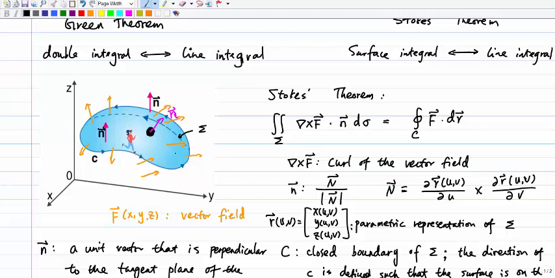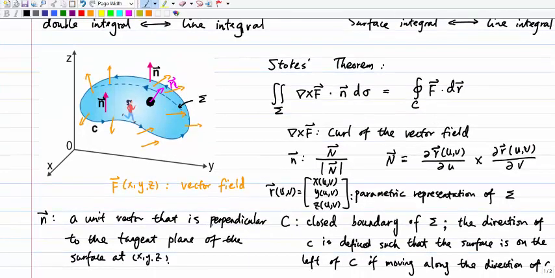If we walk along the direction of the boundary C, my surface is always on my left hand side. For example, here it is counterclockwise, because if you move counterclockwise along that direction, the surface is on my left. Also, I have a definition of the n vector. The n vector is a unit vector that is perpendicular to the tangent plane of the surface at a point.